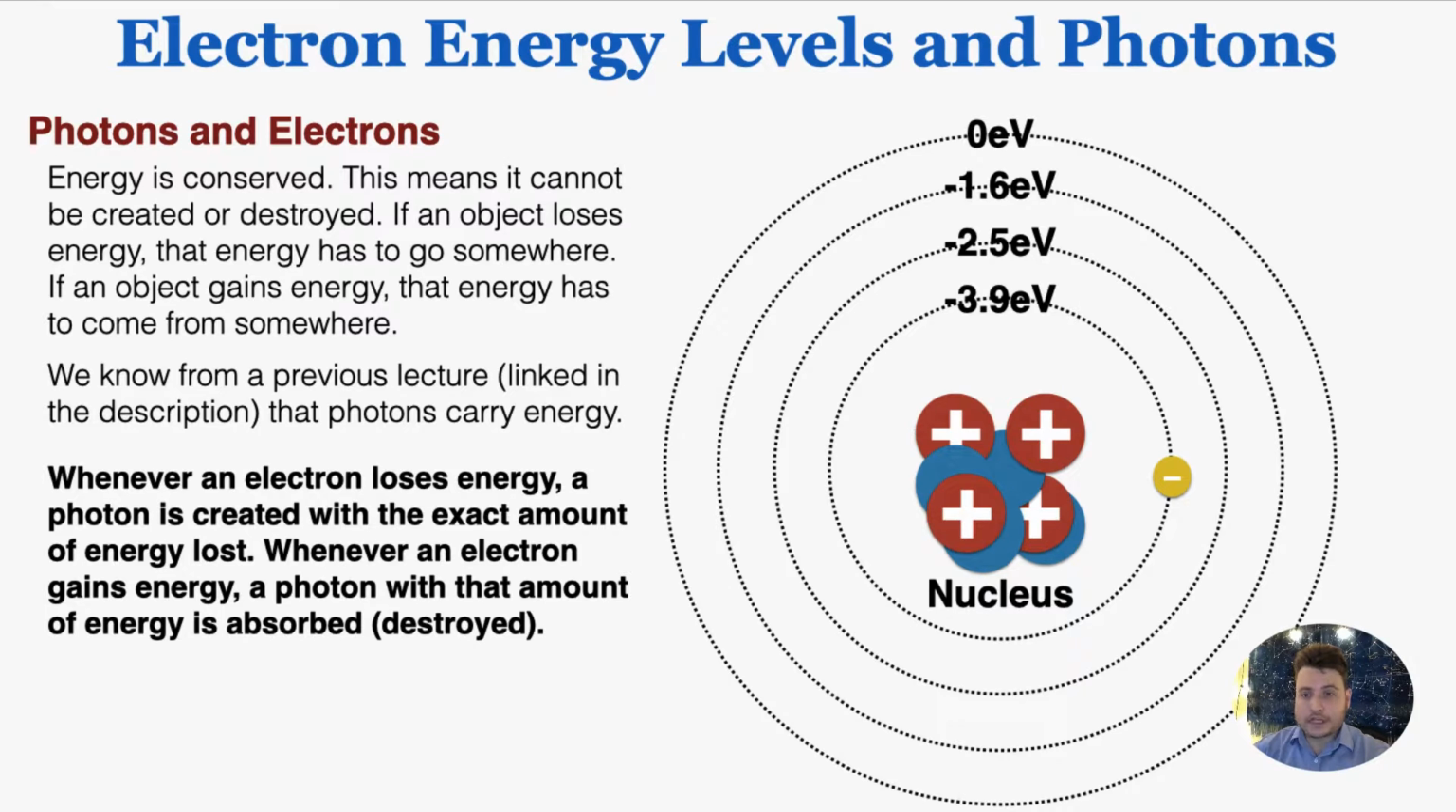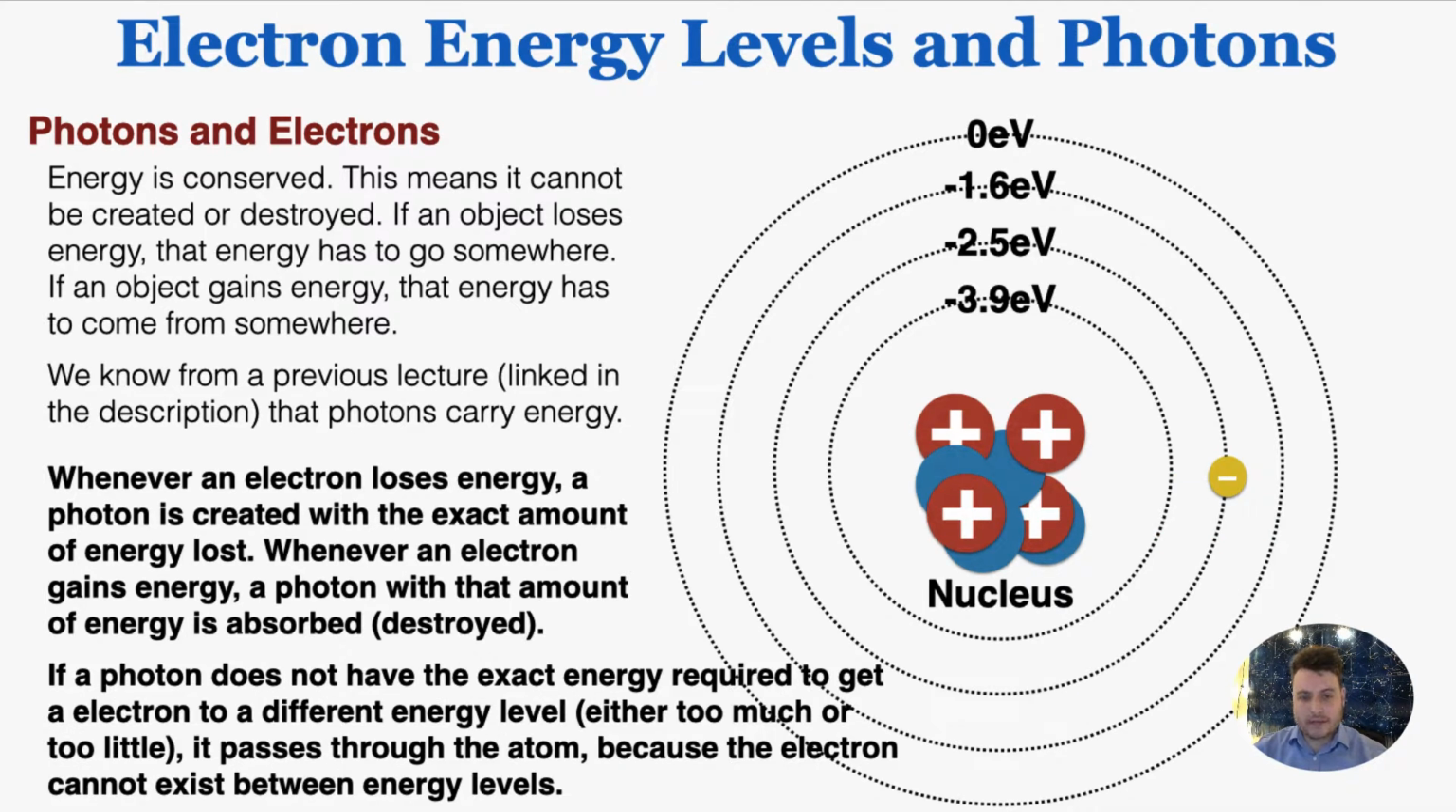The only way for the electron to gain energy, as an example, if we want to move it from negative 3.9 eV to negative 2.5 eV, I can see that the difference between those energies is positive 1.4 electron volts. So that energy can't just magically appear, it needs to come from a photon specifically, and it needs to come from a photon carrying 1.4 electron volts of energy. If a photon impacts this atom with that exact amount of energy, the atom will absorb it, and the electron will move up that energy level. If a photon does not have the exact energy required to get an electron to a different energy level, it passes through the atom because the electron cannot exist between energy levels.